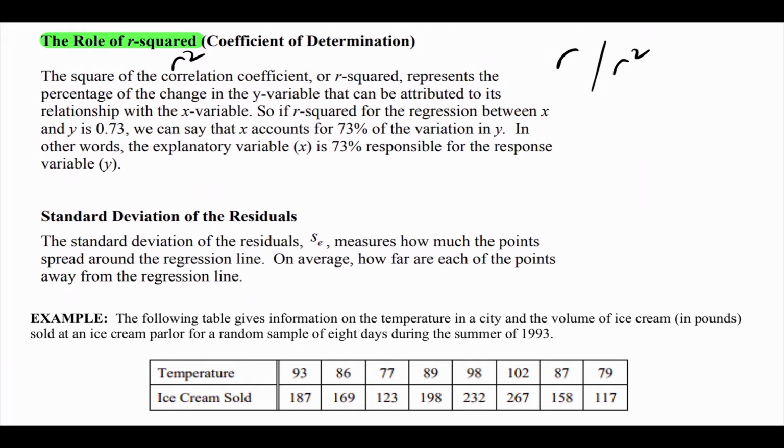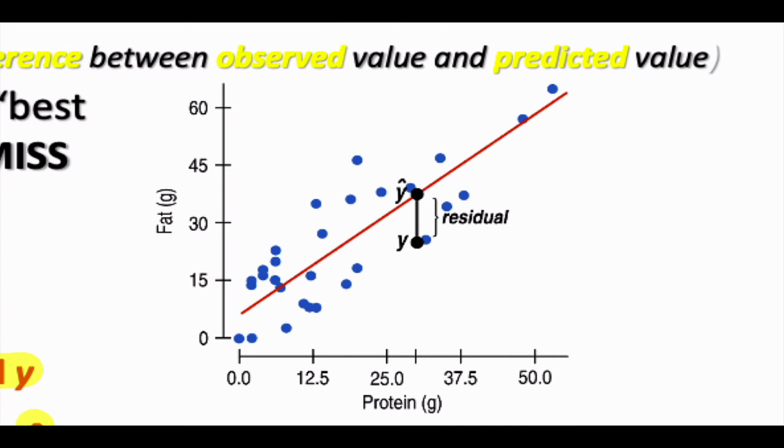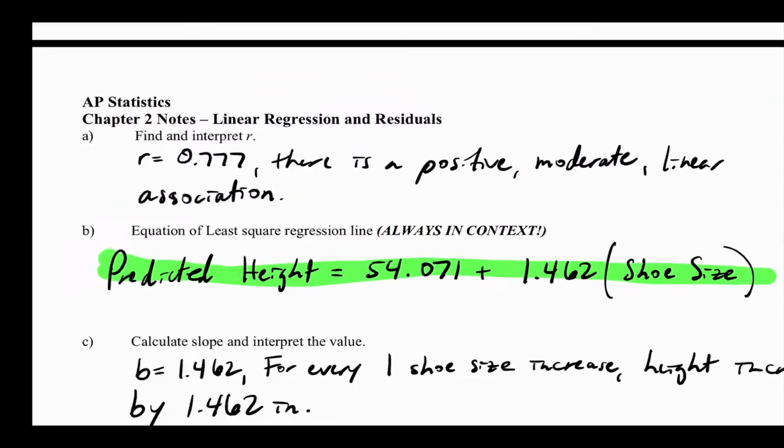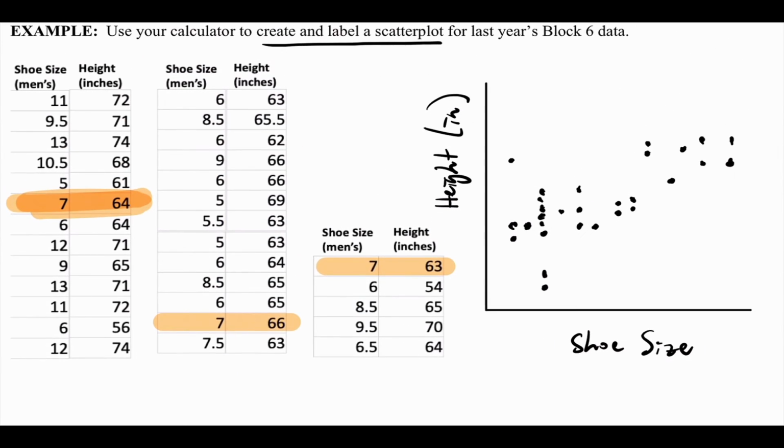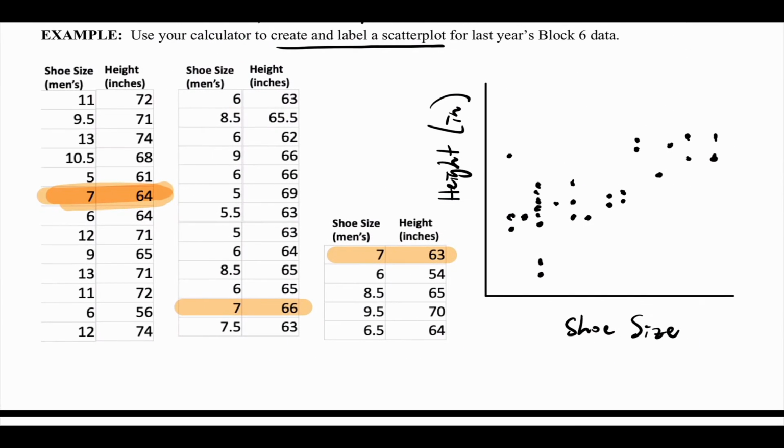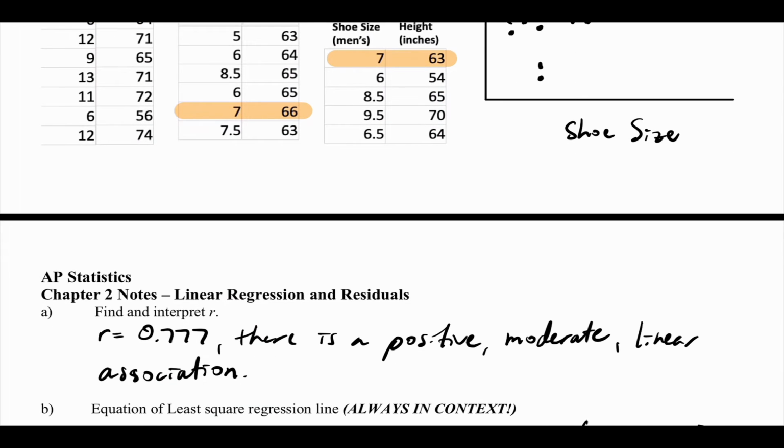let's do a problem. Let's look at one that we've looked at before. You don't have to dig it out. I'll find one that we've done before. This guy here. We did it a couple days ago, right? Shoe size from one of my past classes, shoe size versus height. You guys actually found R for this. R was 0.777, and you said there is a positive, moderate linear association, right? Well, if I have R, how do I find R squared? Just square it.